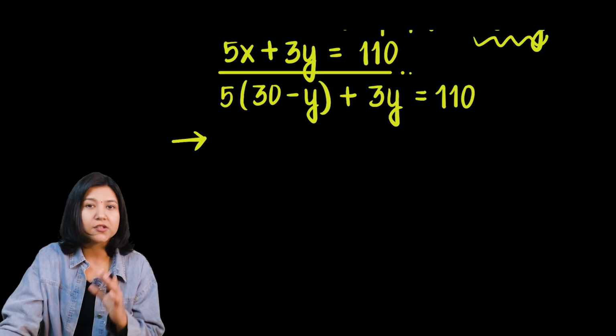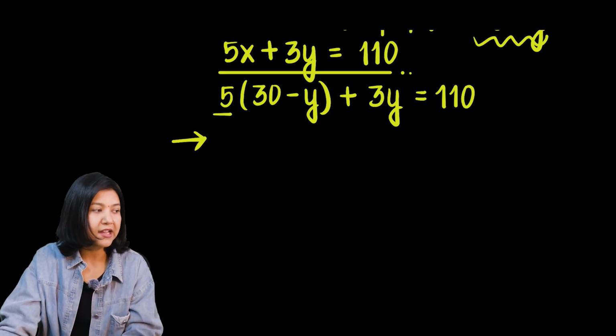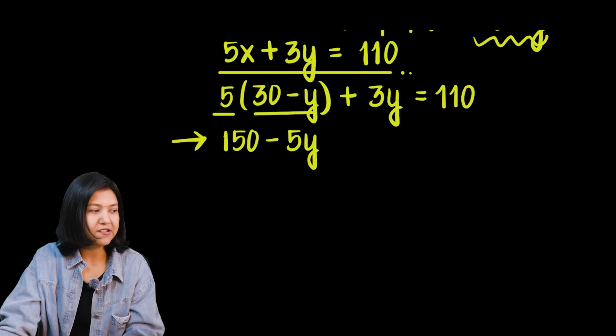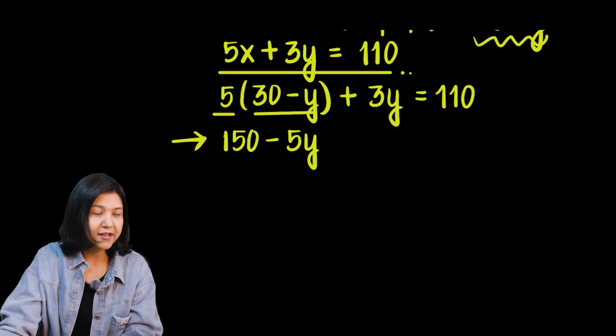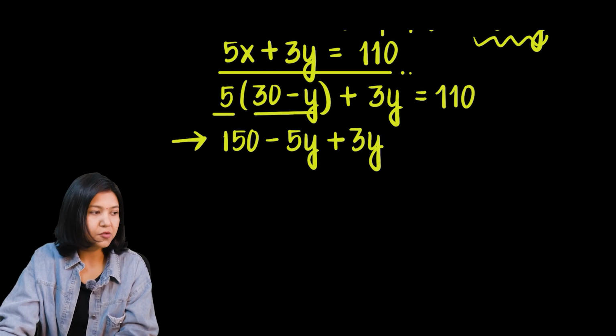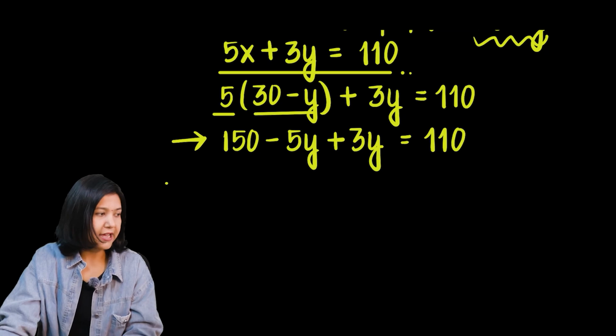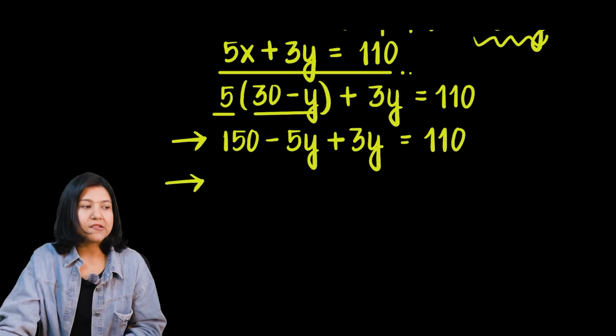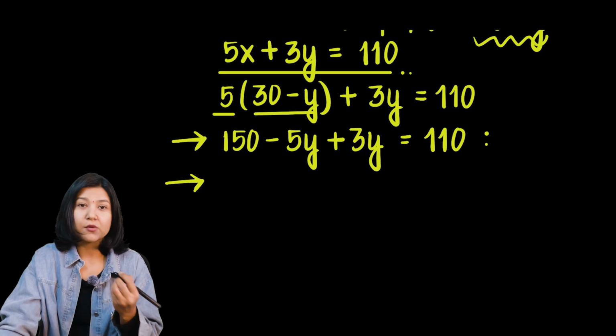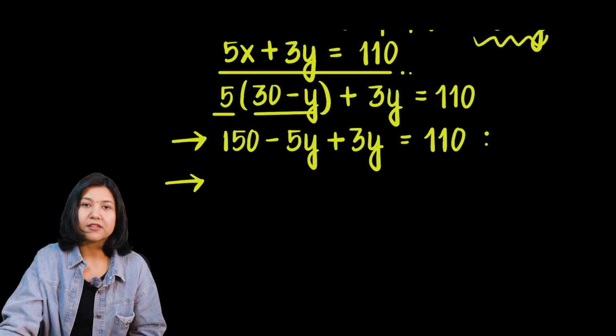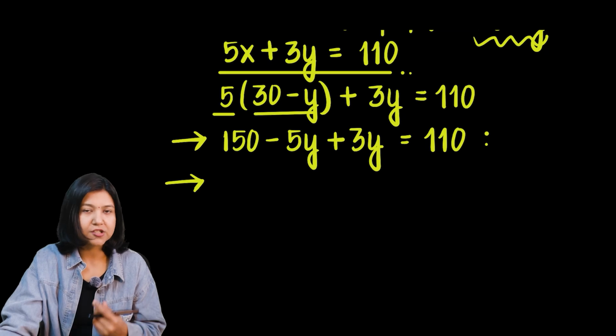This is called the distributive property, where the value outside is multiplied with both the values inside. So 5 times 30 is just 150. 5 times y is 5y. Because there was a negative sign, I would carry that sign as it is. Plus 3y should be equal to 110. And now you have the like terms. If you notice this, it becomes an equation where there is only one variable to deal with. So this is when your equation has been converted into a linear equation in one variable. You can find that variable now.